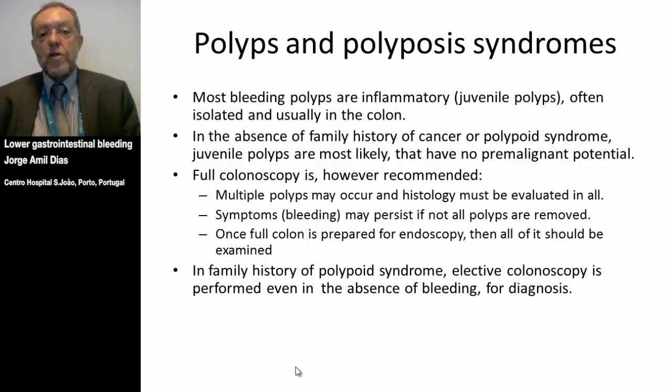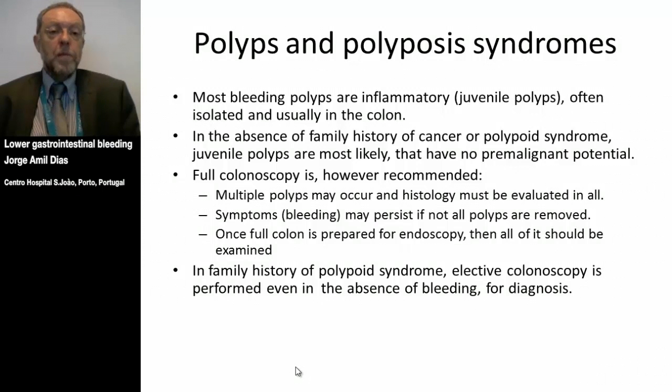Most bleeding polyps are usually inflammatory. Usually histology confirms they are juvenile polyps, quite often isolated, and usually in the left colon and sigmoid or lower rectum. In the absence of family history of cancer or polypoid syndrome, then juvenile polyps are the most likely cause. There is no premalignancy potential, so we can reassure the families. However, these patients must be treated in order to remove the polyps. Full colonoscopy is therefore recommended.